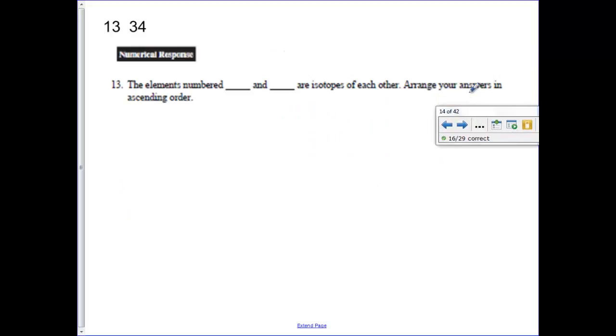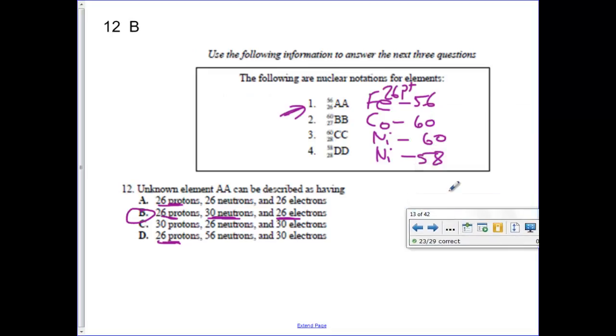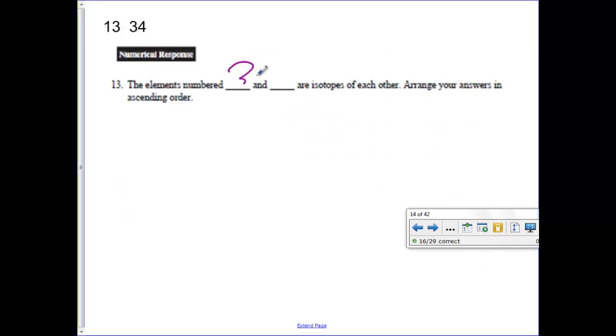Next question, we want to know which ones are isotopes of each other. Well, isotopes of each other have to be like the same substance but different masses. And this guy's nickel, and this guy here is also nickel. So the right answer for this one was 3 and 4, because they're both the nickel stuffs.